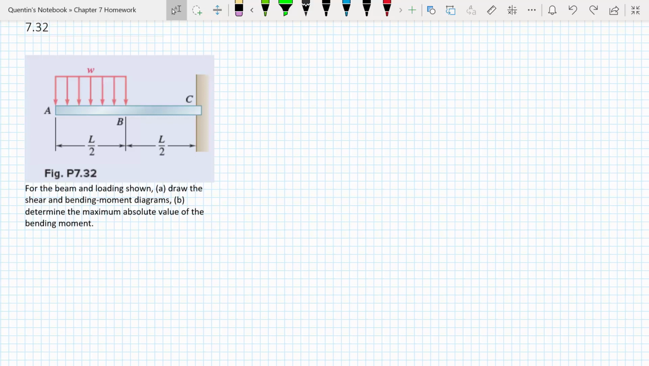Okay, let's look at problem 732 from the 12th edition. We have this beam that's shown, and we need to draw the shear and bending moment diagrams and determine the maximum value of the bending moment. So before we can do anything, we need to figure out what's going on at this spot here.